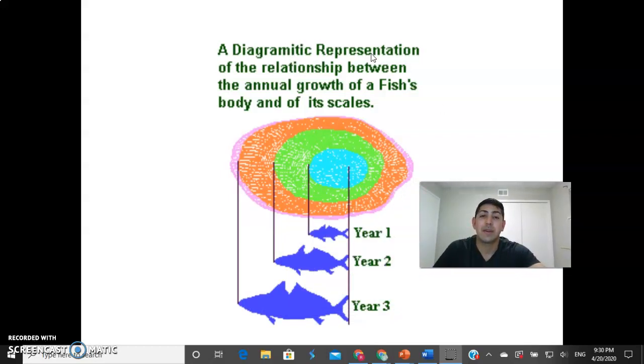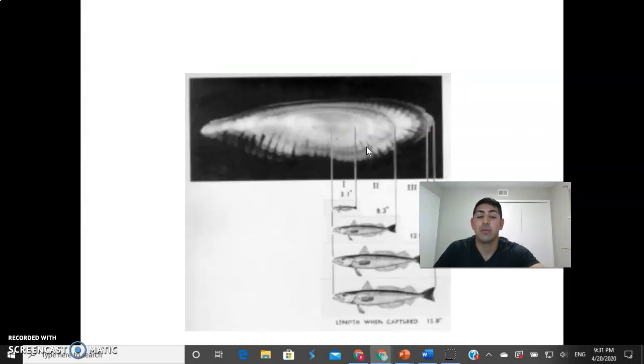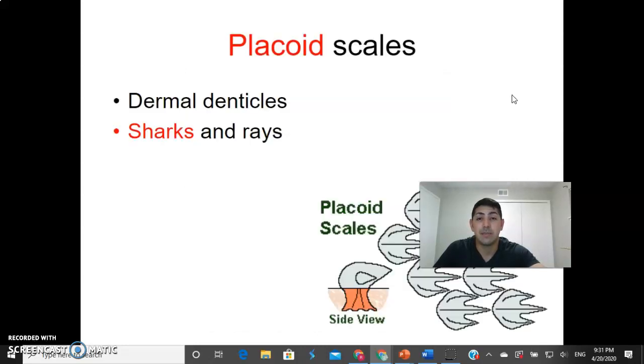So this is a diagrammatic representation of the relationship between annual growth of a fish's body in relation to its scales. So in its first year, it's going to have a small scale, and as it grows, it gets bigger, and so on and so forth. This is an actual image of a scale, of it showing the years of life. And this is how scientists can tell how much it grows within that time.